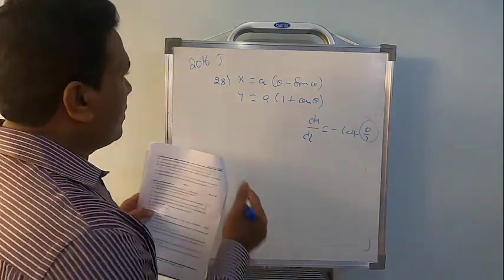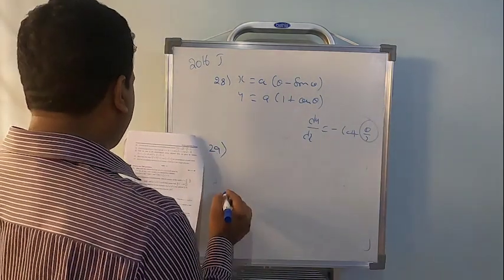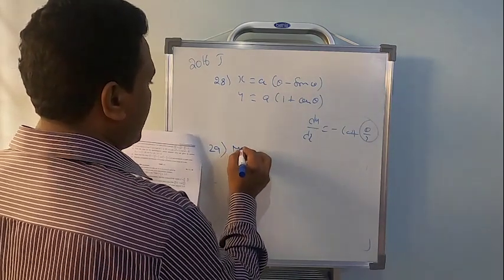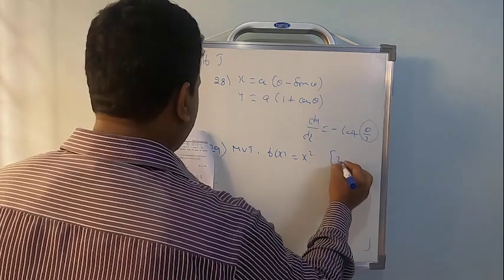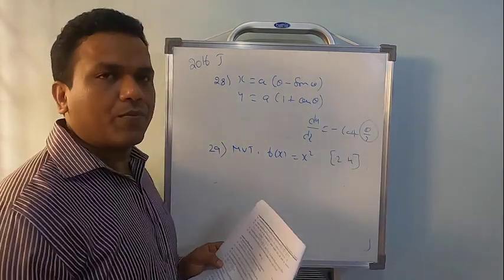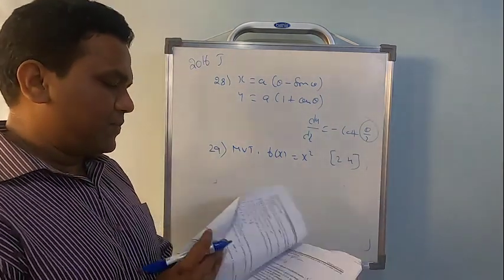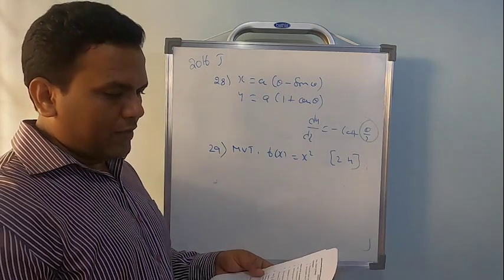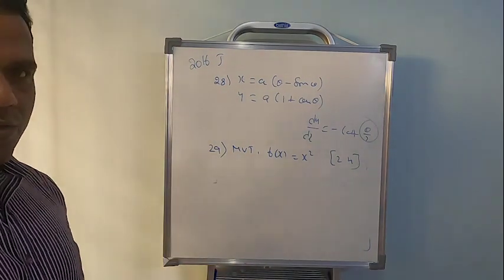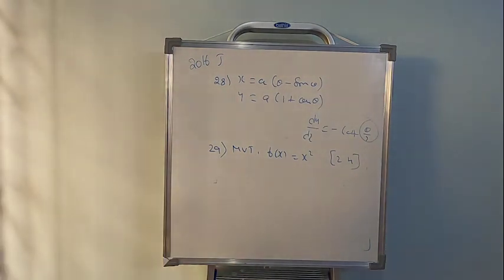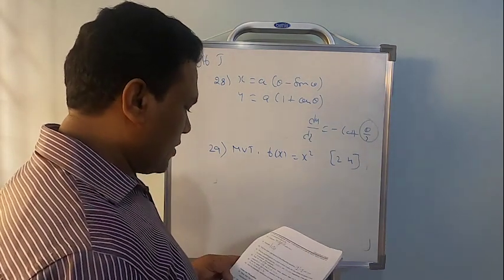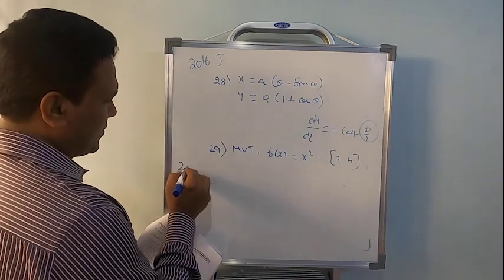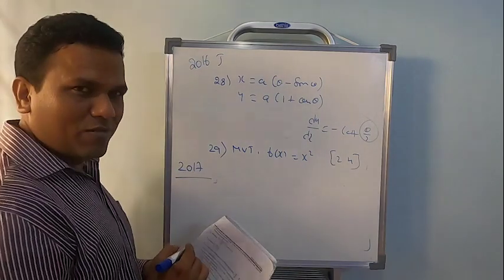So please try. And the next one, problem number 29, verify mean value theorem for f of x equal to x square in the closed interval 2, 2. Okay, right. Fine, students. Now let's move on to 2017. Okay, now in 2017, some changes in 2017.